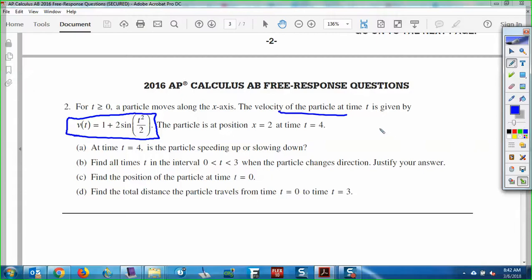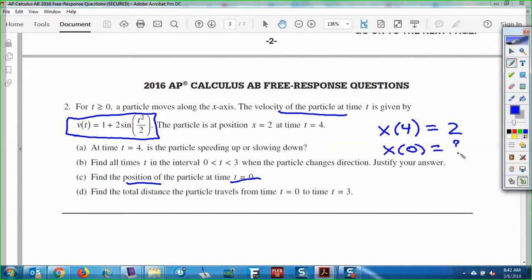Come on, how should I write that? x of 4 equals 2. The x function would be our position function, often, whenever we're talking about a particle moving on the x-axis. x is going to be our position function at time 4. Find the position at time 0. So what are they looking for? x of 0.